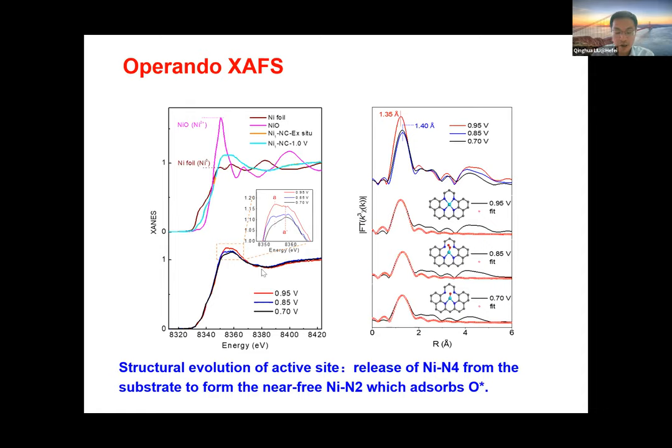Accordingly, three representative potentials of 0.95, 0.85, and 0.70 volt versus RHE from the three different regions were carefully selected for the in situ measurements of the nickel single atom catalyst. From the XANES spectra, it can be seen that the white line peak intensity gradually decreased with the negative shift of the applied potential in the reduction reaction regions, indicating a potential driven higher 3d occupancy for single nickel sites in the ORR.